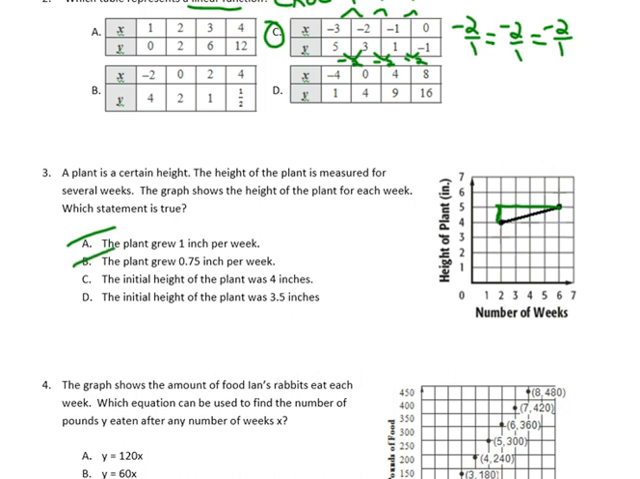The initial height of the plant was 4. Well, that's at week 2, so it's not 4 there. Can't be. The initial height of the plant was 3.5 inches. If you actually take this and extend the line, it would start at 3.5 inches, choice D.